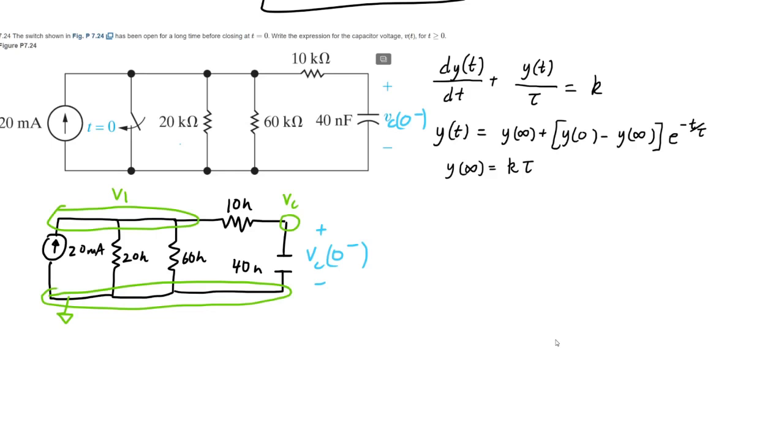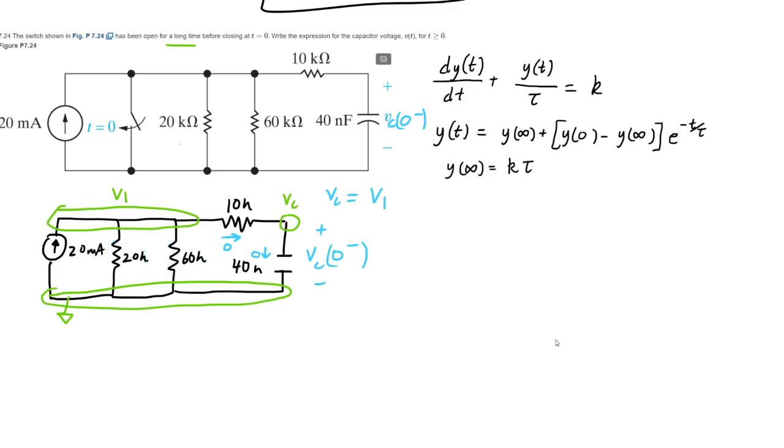Now, since we're at the steady state, because the switch has been open for a long time, everything's calmed down. That means that the capacitor is fully charged, which means the current flowing through it is pretty much 0. There's a small leakage current in a practical capacitor, but here it's 0 always, which means that the current through this resistor is also 0, which implies that VC equals V1. So if we can find out the voltage drop across these two resistors, then we're in business.